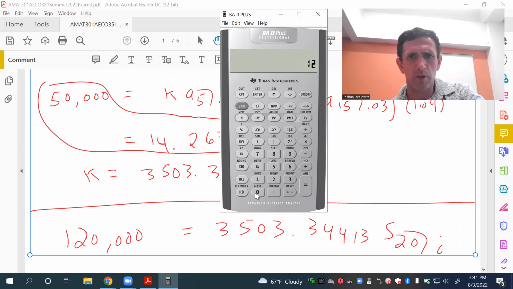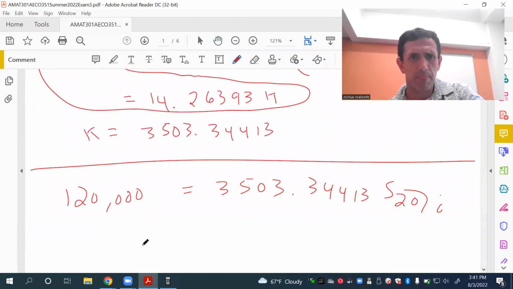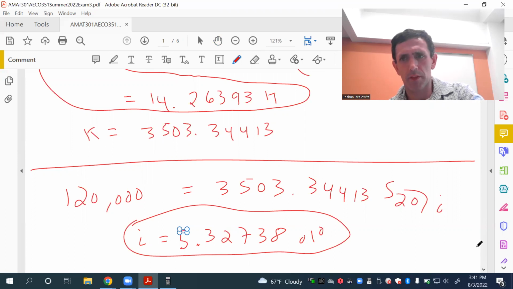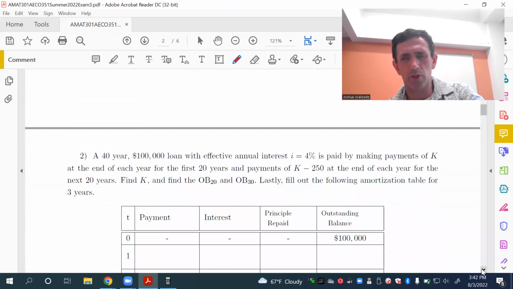So clear TVM. 120,000, let's make it negative, future value. 3503.34413 is the payment. 20 periods, and compute interest rate, and you get about 5.33%. That's 5.32738%, or 0.0532. It's a lot in there, but pretty straightforward.